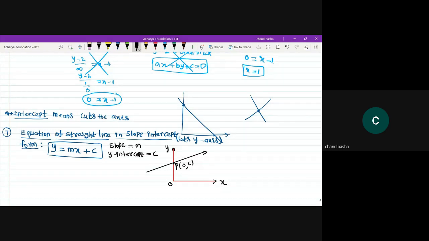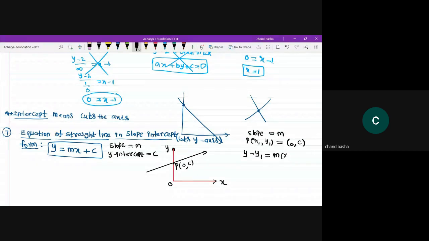You know the formula. Can I take this P point as x1 comma y1? What is the P point? 0 comma c. And the slope is already given as m. You know the equation of the straight line in point slope form: y minus y1 is equal to m into x minus x1. Can we have this formula?